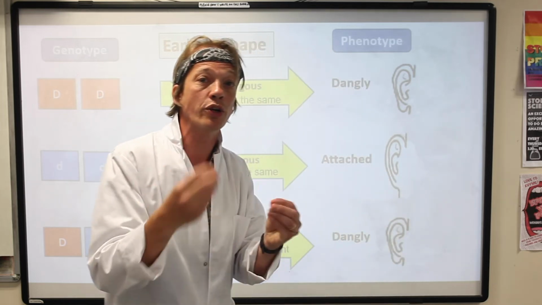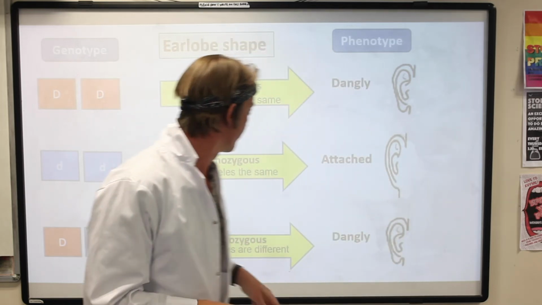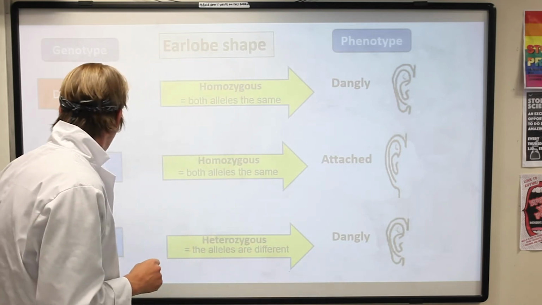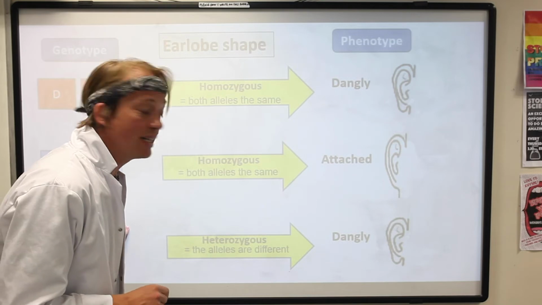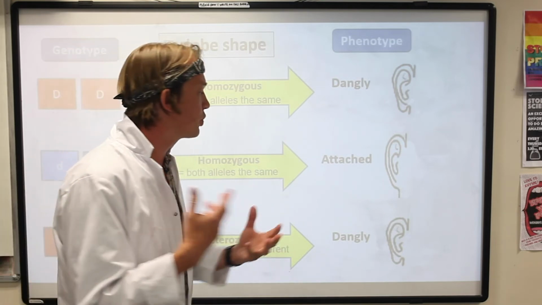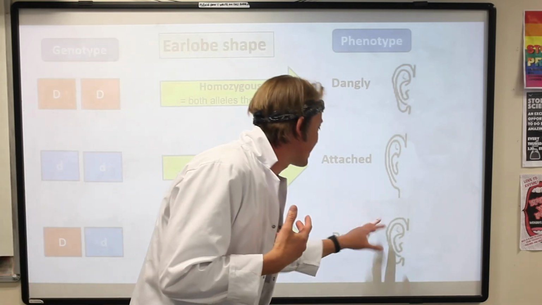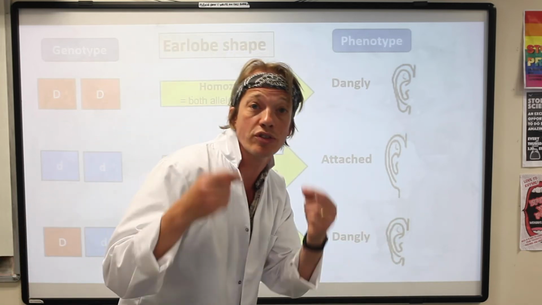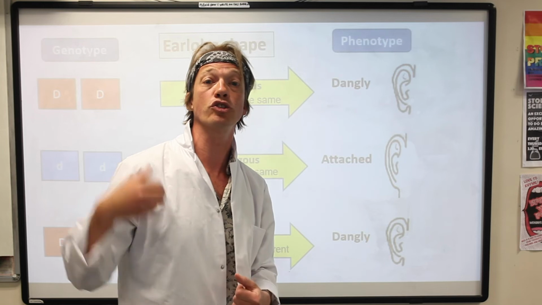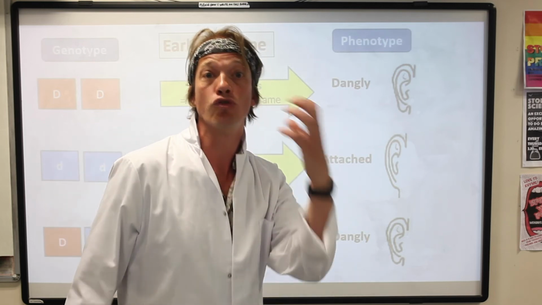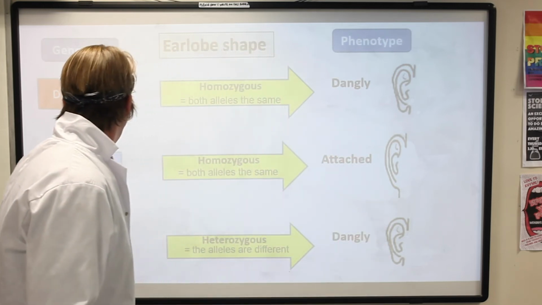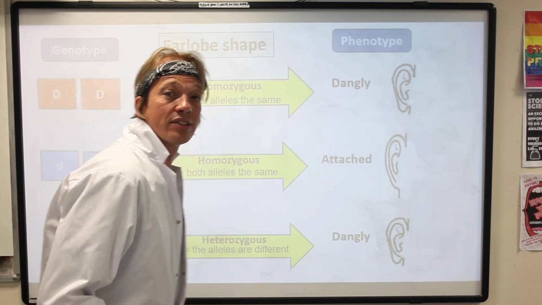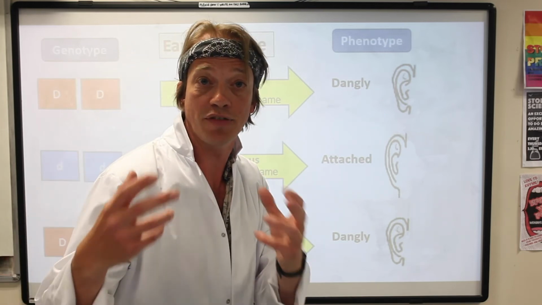Now let's look at when you're heterozygous. Heterozygous means your two alleles are different. Big D, dangly, little d, attached. Well, what do we get there? We get dangly earlobes. And why is that? We've got two new words as well to explain that. Those words are dominant and recessive. The big D is the dominant allele, and the little d is the recessive allele.